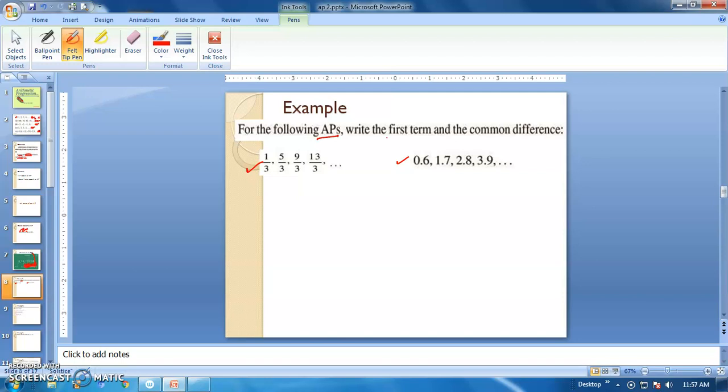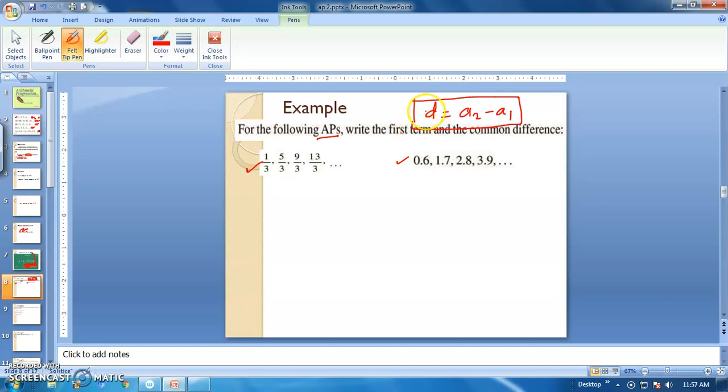So we have to subtract the first term from the second term and the second term from the third term. If the common differences are the same, they are in AP, otherwise not. Always we can write the common difference D equal to A2 minus A1. This is the formula for finding the common difference in an AP.